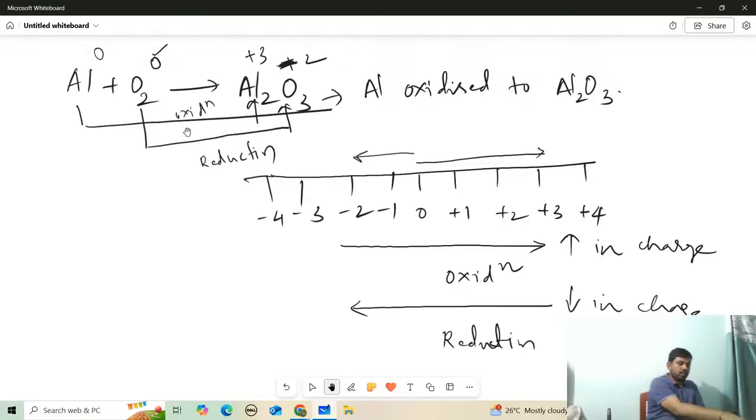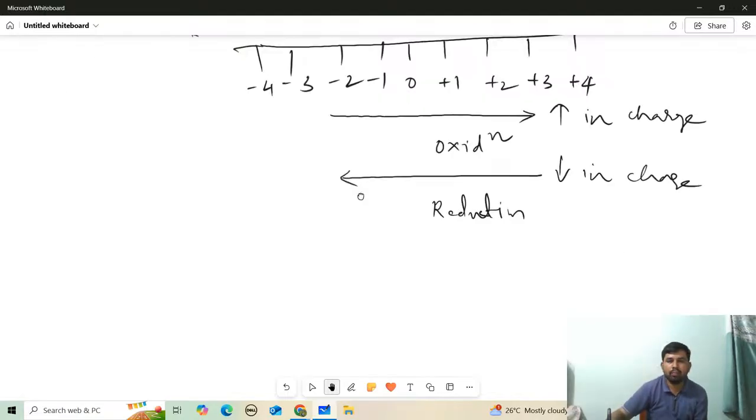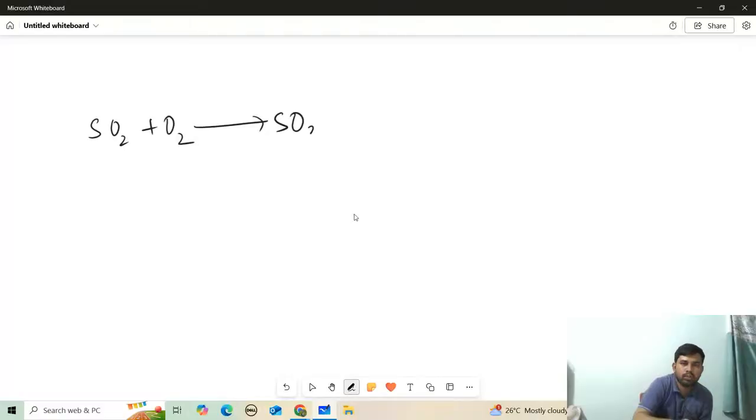Some more reactions are there. We find the reaction SO2 plus O2 gives rise to SO3. So I can say here is SO2, to this one they are adding O2, and it forms SO3. So which substance is oxidized?